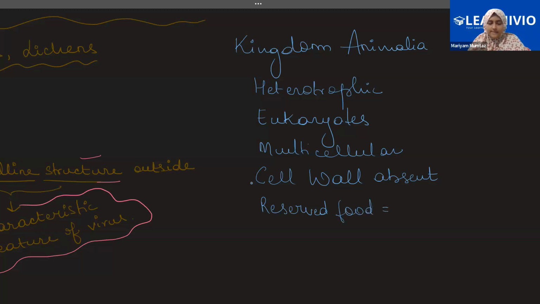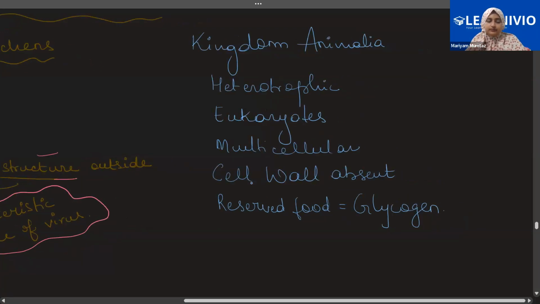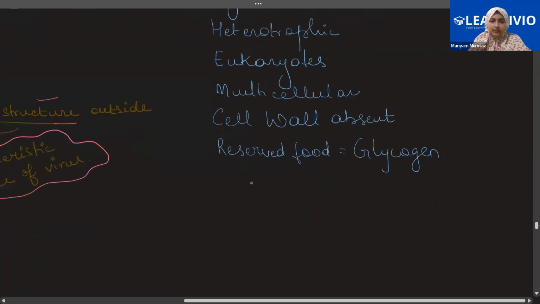Anyone knows? Reserve food material of animals. Very good. Glycogen. What is the reserve food material of plants? Starch. Very good, starch. Now, apart from that, their mode of nutrition. There is something unique about it.